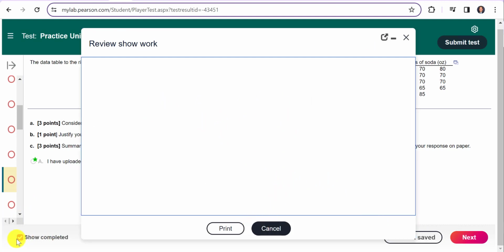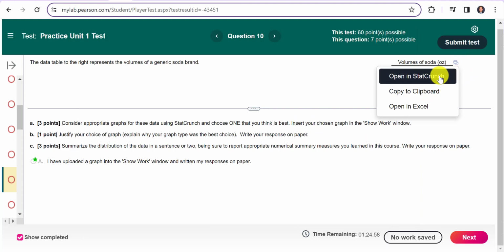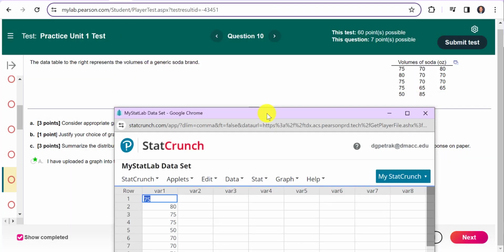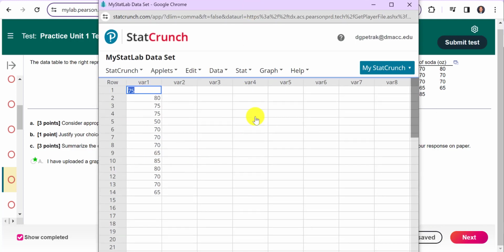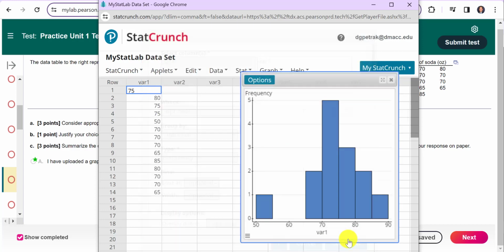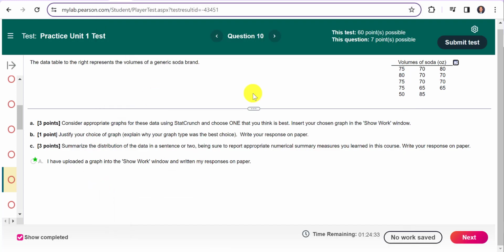If we go to the show work thing, oh, I never hit the show completed button, so it won't let me do that. But you could type it in there or write it if you want. Either way is fine. I'm just going to open this in StatCrunch. There are lots of different ways you could show that. It's nice to see the distribution, so I really like histograms for ones like this. If I just do the default, it gives the histogram, the shape of the distribution. That would be fine. You could do a frequency with intervals, but I think a histogram is the best when you're trying to look at the shape of a distribution.